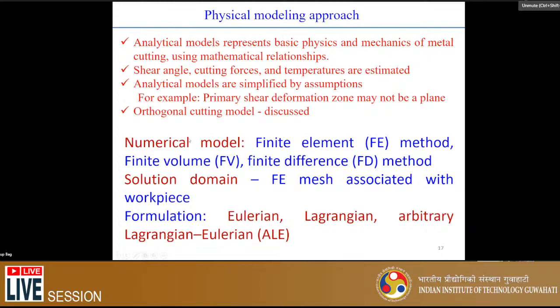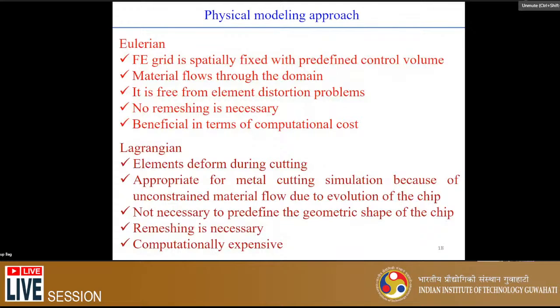Now the formulation can be like that. Deformation can be handled with an Eulerian approach, a Lagrangian approach, or an arbitrary Lagrangian Eulerian approach. In standard software, all the modules are available. So what kind of approach do you want to follow? Take the Eulerian approach: the grid is fixed. That means you discretize the domain and it creates a number of nodes and elements, and the node points are fixed basically.